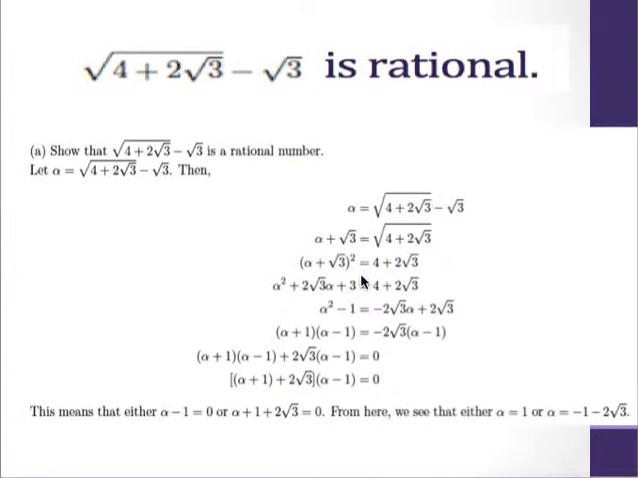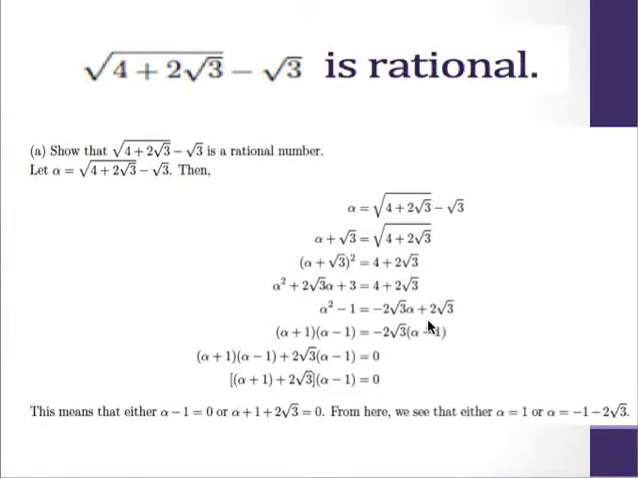So we have alpha plus square root of 3 all squared equals 4 plus 2 square root of 3. From here we're going to go ahead and expand this out, and we're going to get alpha squared plus 2 square root of 3 alpha plus 3 equals 4 plus 2 square root of 3. Then from here we're going to move all the square root terms to the right hand side and all the regular constants to the left hand side. So when we do that, we're left with alpha squared minus 1 equals negative 2 root 3 alpha plus 2 root 3.